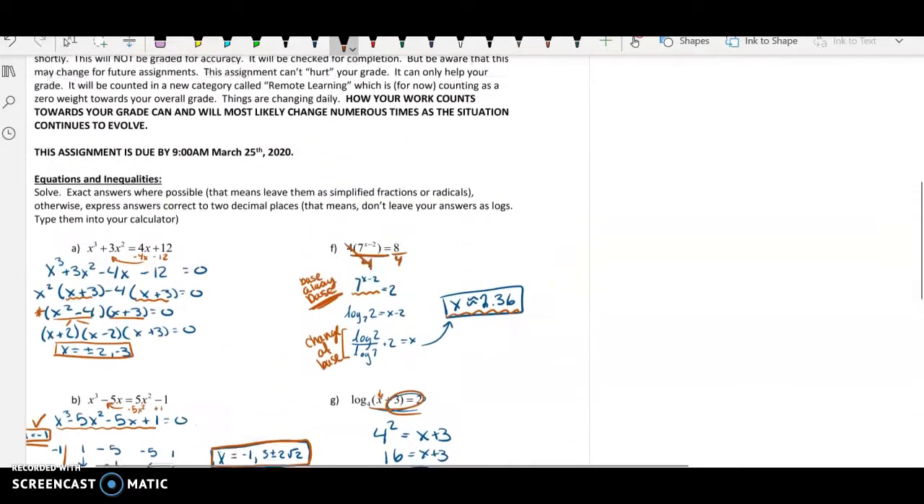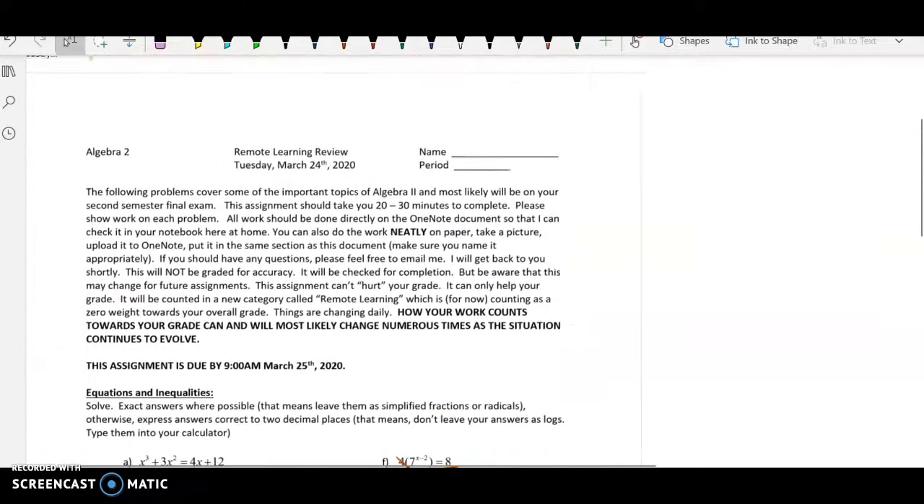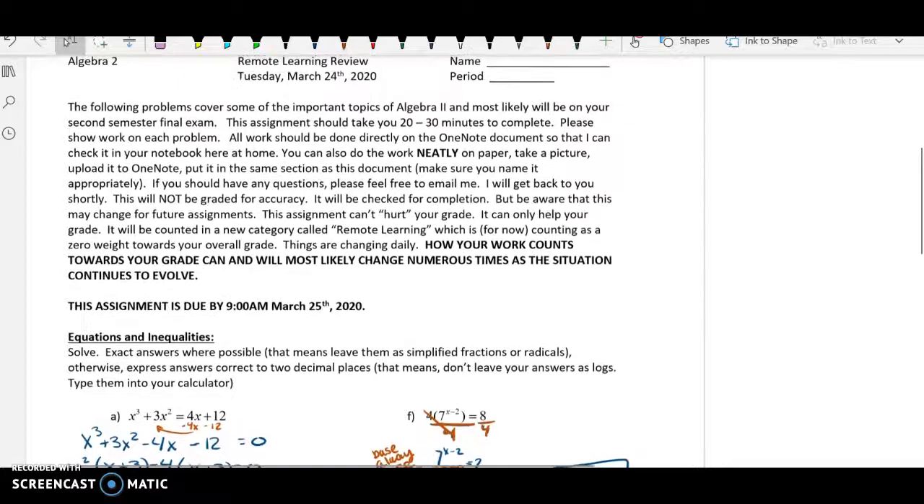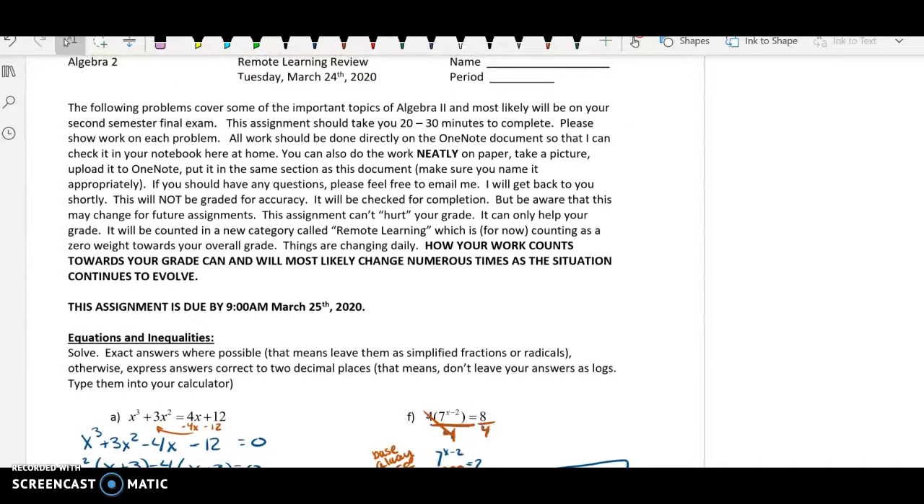So that is it for Tuesday, March 24th's lesson. This was just on solving equations. Thanks for listening.